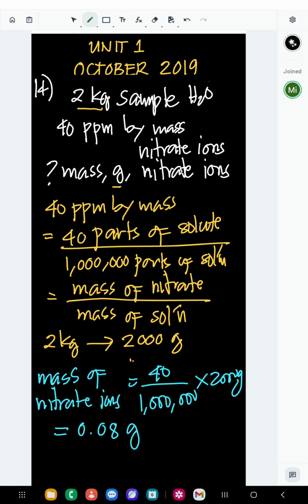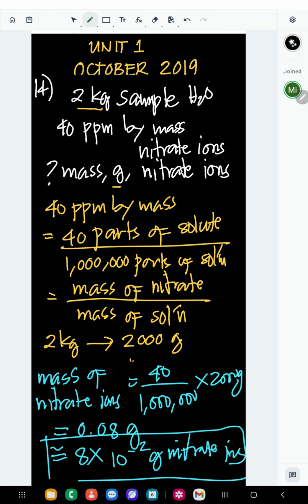don't have 0.08, then we need to convert this to scientific notation. So this is 8 times 10 to the negative 2 grams nitrate ions. So this is our answer here. So from the paper, the answer should be letter A.